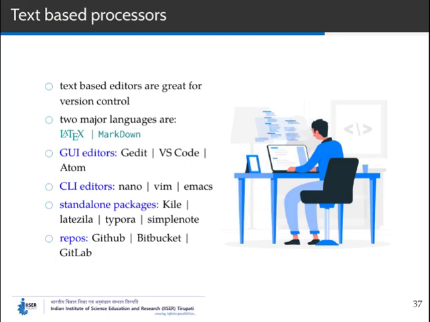So often text-based editors are great for version control. Two major languages, LaTeX and Markdown, can be used for processing the text into the final output, either for printing or for viewing online. For a text-based processor, you need a text editor. It could be a graphical user interface or a CLI editor. Personally, I prefer VS Code and Nano for GUI and CLI editors respectively.